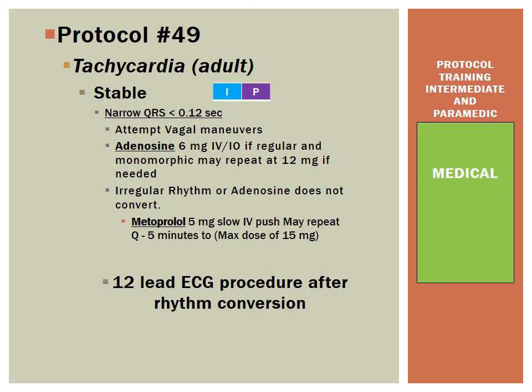Now, for our stable patients in tachycardia with narrow QRSs less than 0.12 seconds, we want to first attempt vagal maneuvers and then move on to adenosine, 6 milligrams IV/IO, if the rhythm is regular and monomorphic. You can repeat that at 12 milligrams if needed. Irregular rhythms, or if adenosine does not convert the rhythm, you will be administering metoprolol at 5 milligrams slow IV push, and you can repeat that every 5 minutes to a max dose of 15 milligrams. And of course, 12-lead ECG procedures after rhythm conversion.